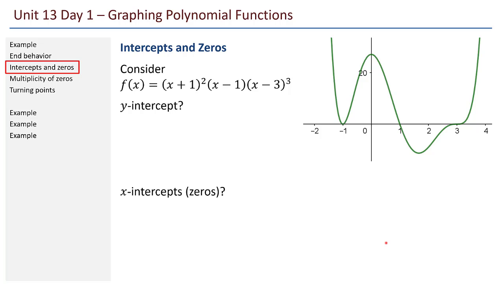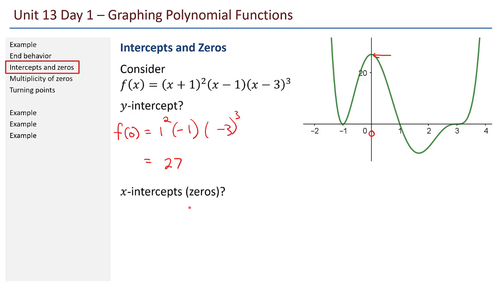How about intercepts and zeros? How do I figure out the y-intercept? On the graph, it looks like it's a little bit more than 20, but how do I actually figure out what it really is? This is where you plug in 0 into your function, because 0 is the x value. So f of 0, let's say I plug in 0 for x, I get 1 squared times negative 1 times, and then I get, looks like negative 3 cubed. So altogether, that looks like positive 27. And so that's what that number is. It crosses the y-axis at 27.